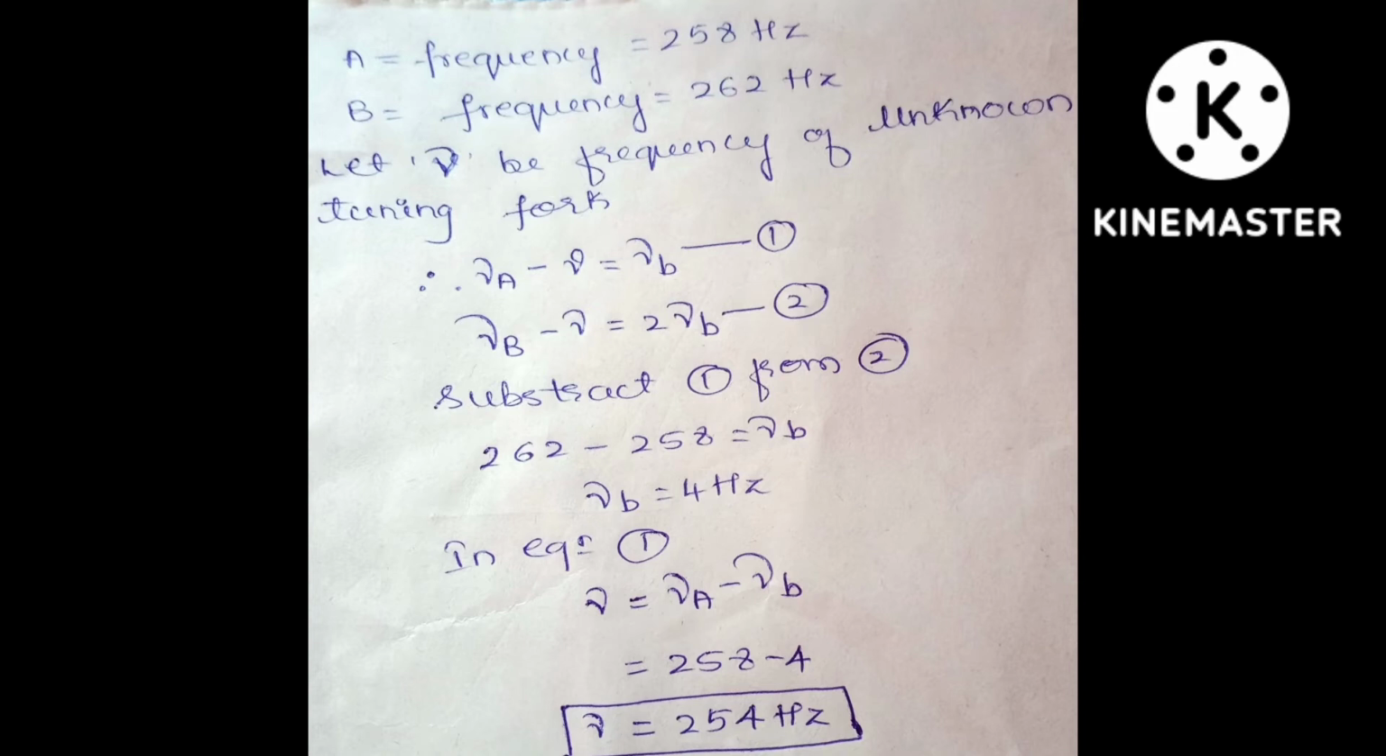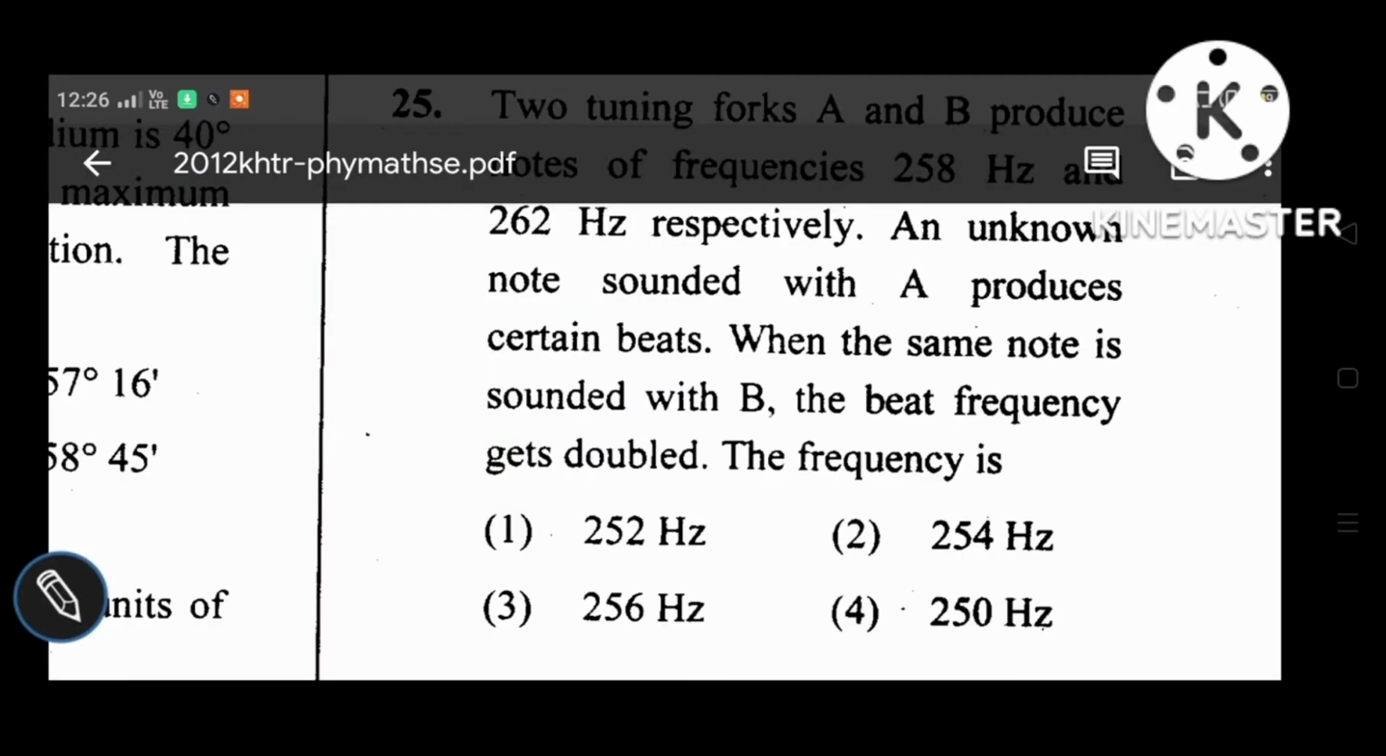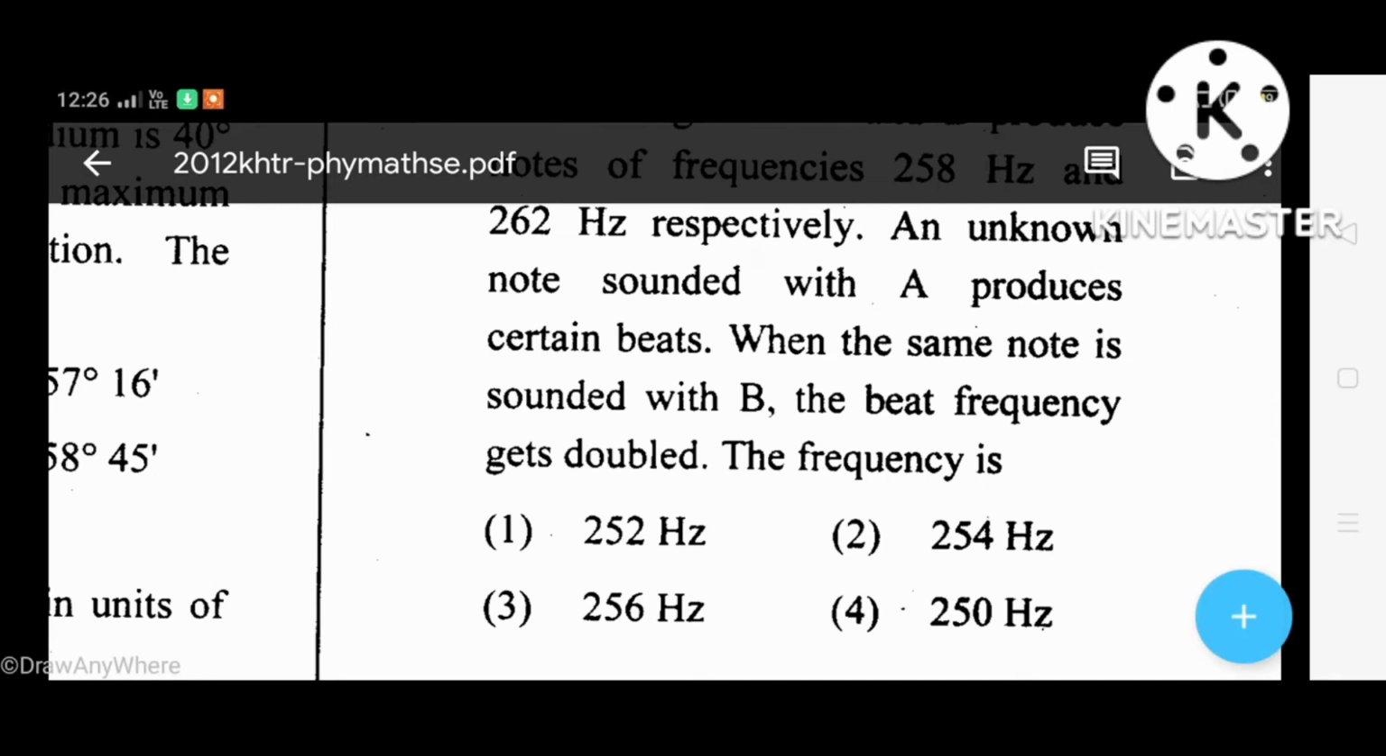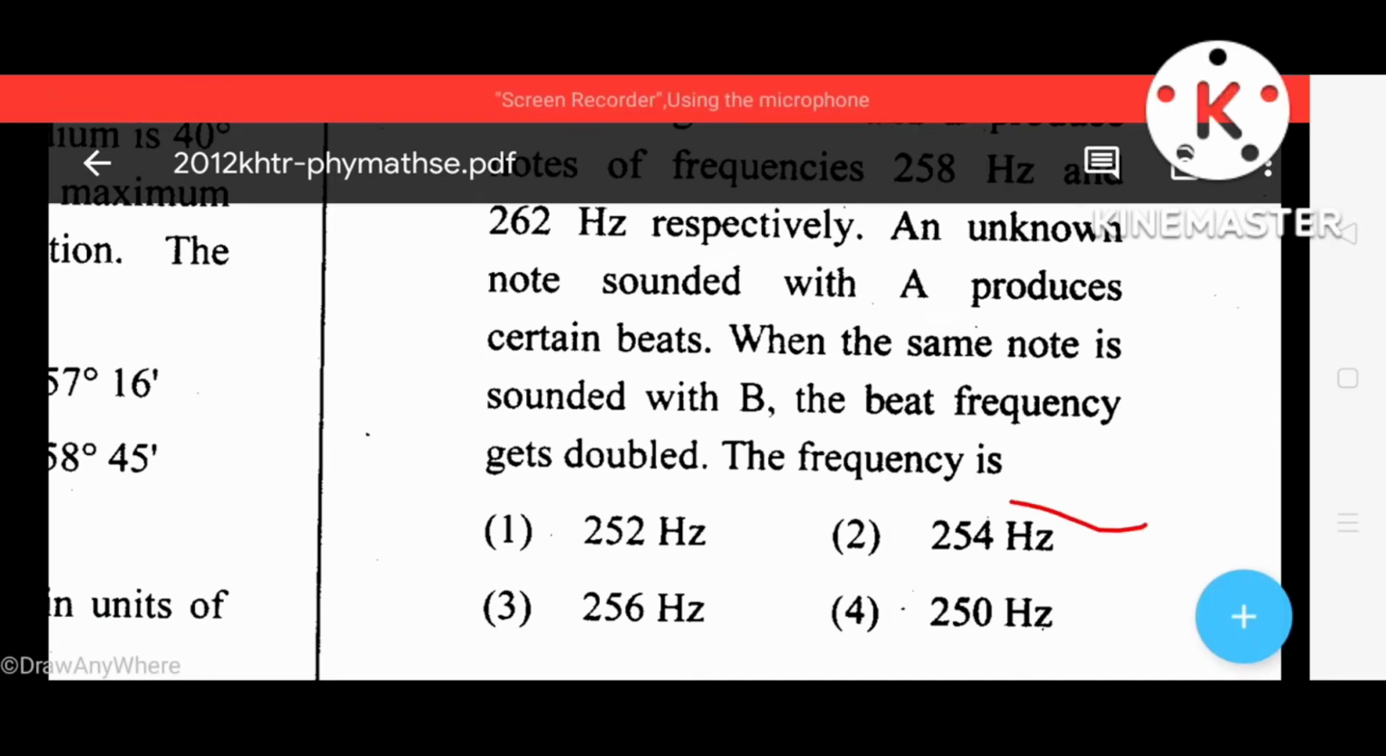So here is the solution for this one. You'll get the new frequency, that is 254 Hz. The problem is a bit lengthy. You can just pause the video and write it down, or you can take a screenshot here. The answer for the 25th question is 254 Hz. That is option number 2 will be the correct answer here.